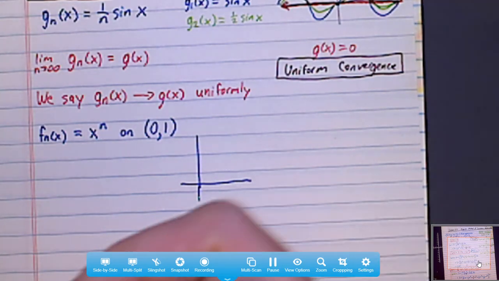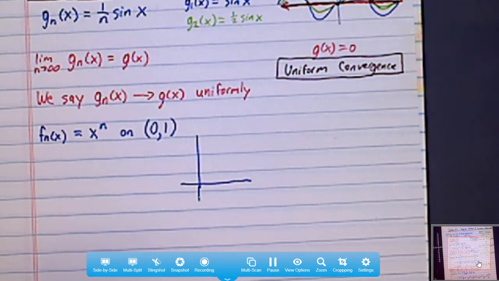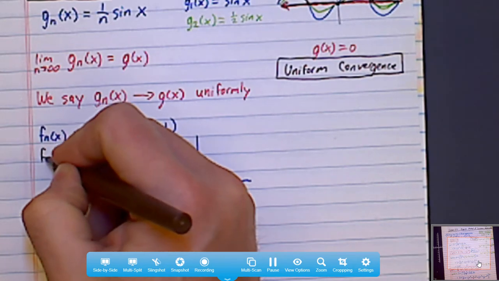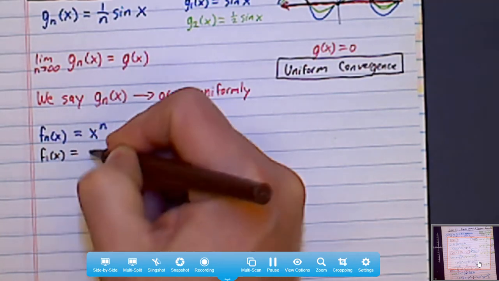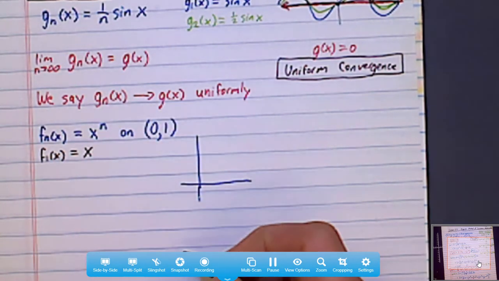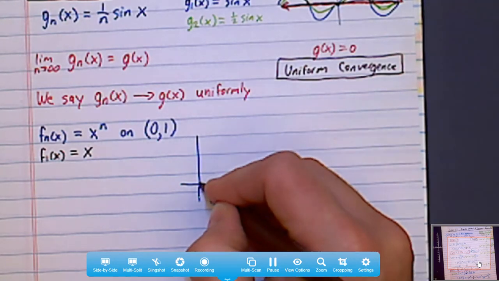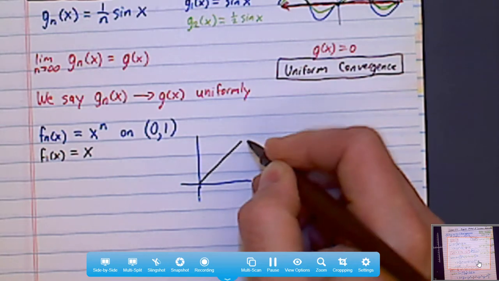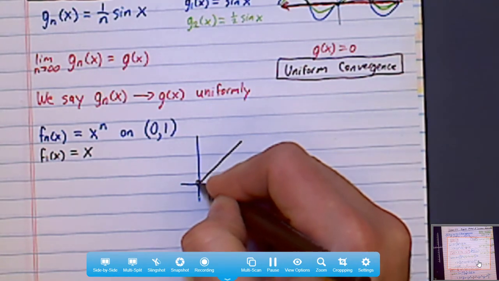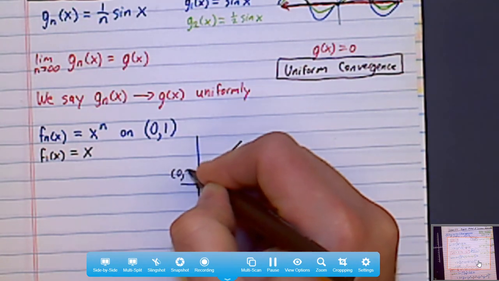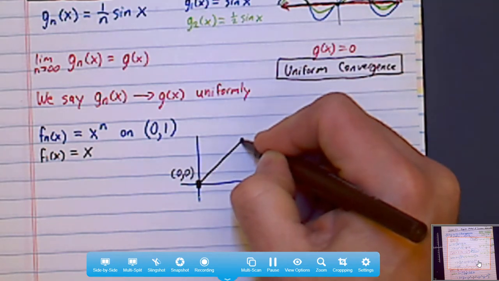I mean, let's list some of them here. So what is f1 of x? Well, it's just x, right? What's the graph of that look like? It's a 45-degree angle line, yeah. And it goes through what points? Well, 0, 0, and also 1, 1.